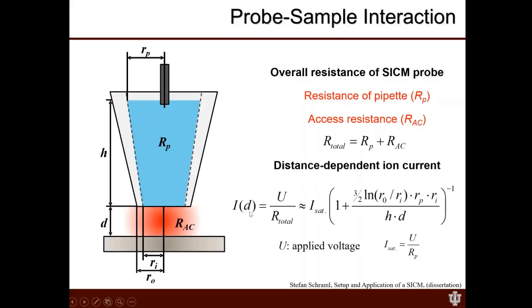So I, as a function of D, is related to the potential that's applied here, shown as U, divided by the total resistance, where the total resistance is a function, again, of the pipette resistance and the access resistance. And it can be related to the geometric properties of the pipette, as shown here, RO, RI, and H, as well as D, the separation between the tip and the substrate.